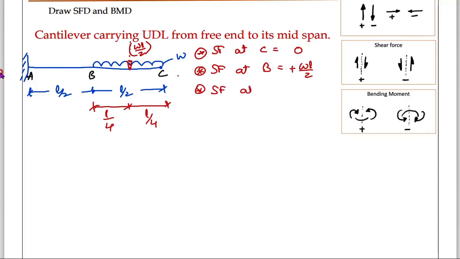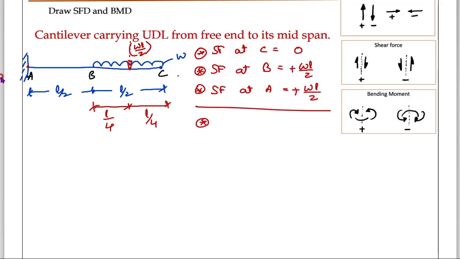Then shear force at A point. At A point, observing the right side, you see again one force WL by 2. Okay? This is also positive. Over, shear force is over.